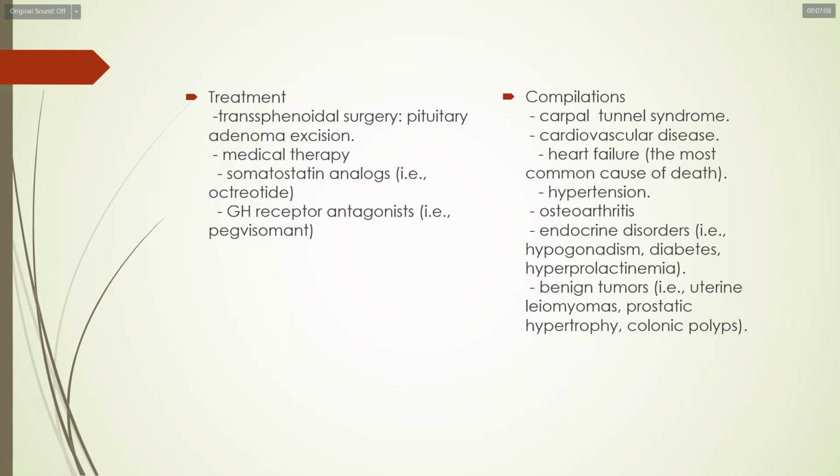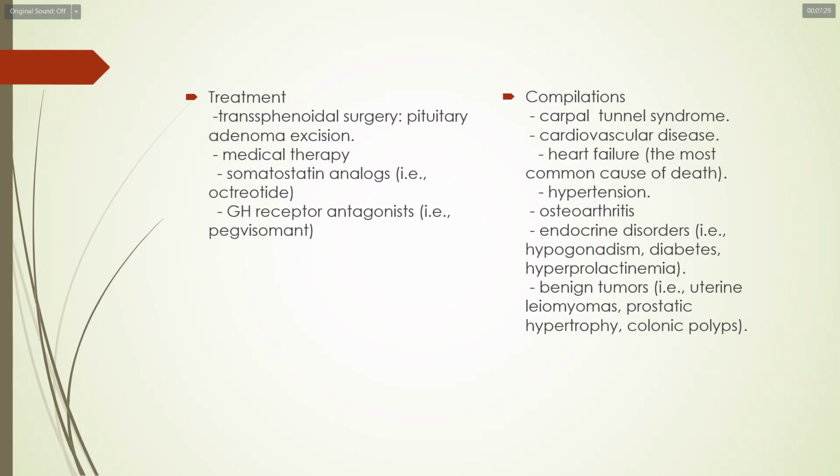Treatment of gigantism is by transsphenoidal surgery for pituitary adenoma excision. For medical therapy, we use somatostatin analogs like octreotide or GH receptor antagonists like pegvisomant.